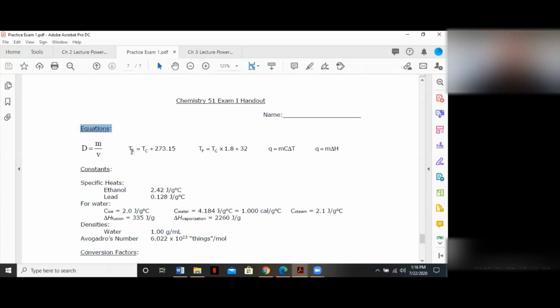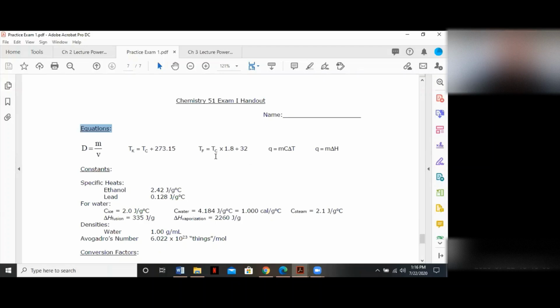If I'm given Kelvin, I will basically just solve for Celsius. If I'm given Celsius, I will just add it to 273.15. If I'm given Celsius, I will solve for Fahrenheit by simply multiplying this by 1.8, then adding 32. What if I'm asking for Celsius? Sure, I'm giving you Fahrenheit. Then Fahrenheit minus 32 divided by 1.8.